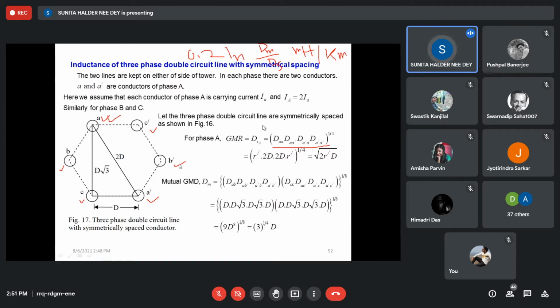Otherwise, you have no need to calculate all those distances. You just first write what the mutual distances are for subconductor A. So subconductor A's distance up to phase B. In phase B there are two conductors, B and B dash. So DAB, DAB dash. Then there is another conductor, C. So DAC, DAC dash. In that way you can write.